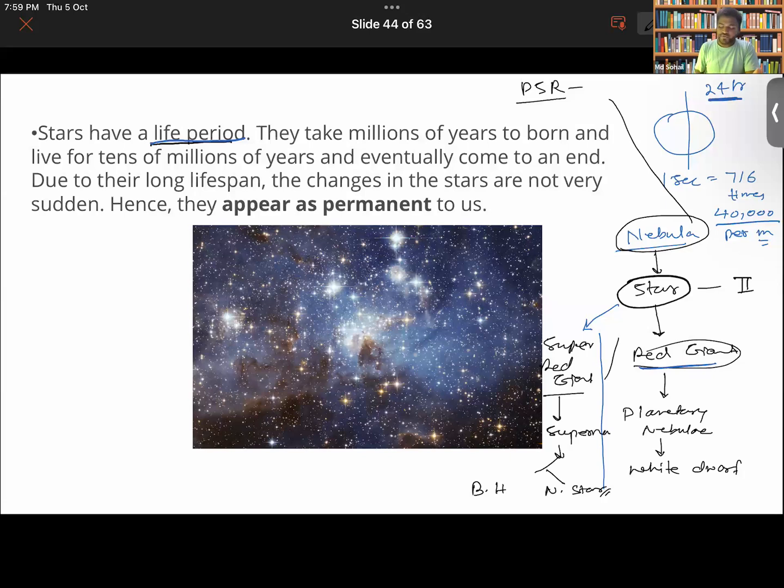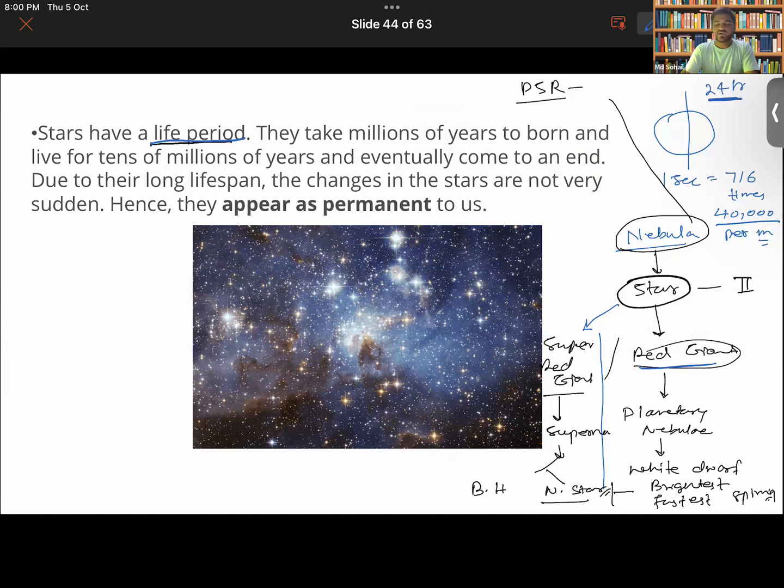Interesting thing about neutron stars, they are the brightest object. They are the brightest object, not the nebula. Brightest and the fastest spinning object.